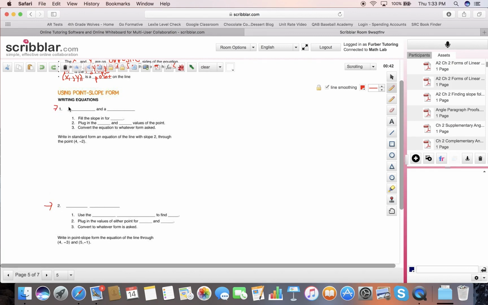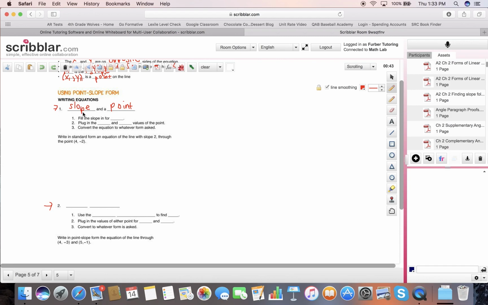The first instance that we do it is when we are given the slope and a point. A slope and a point are not enough information to write it in standard form. It's also not enough information to write it in slope intercept form. So the only thing we can do is start out by using point slope form and then convert to another form of an equation that they're asking for us, okay?